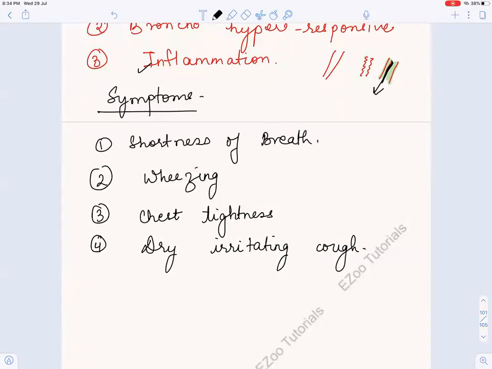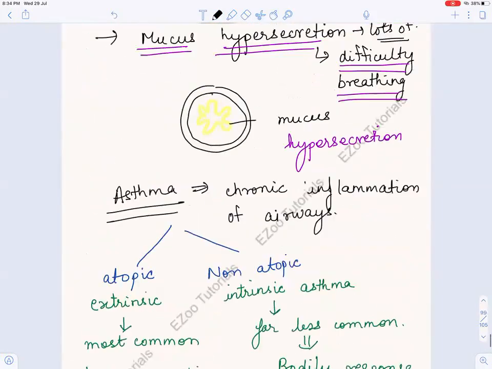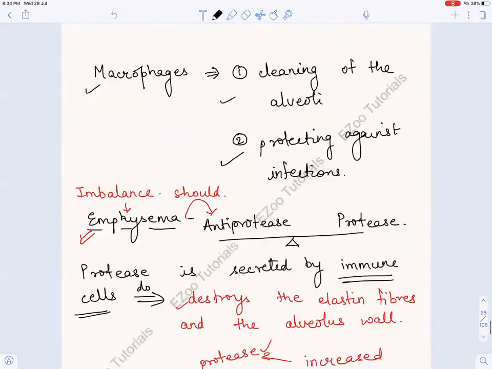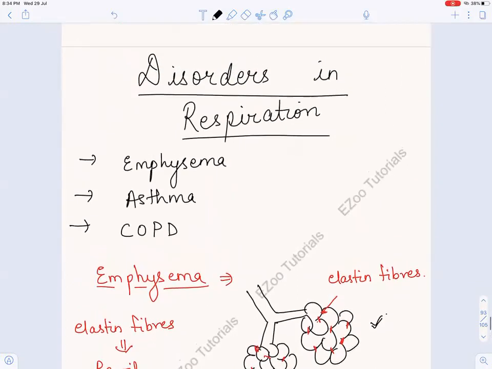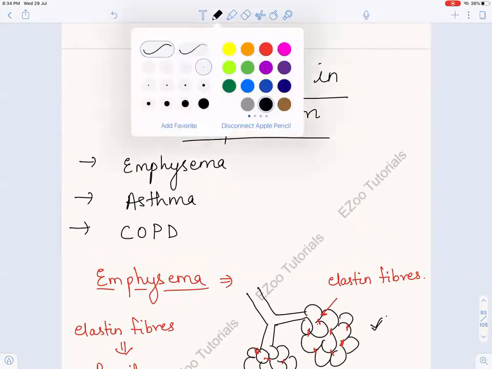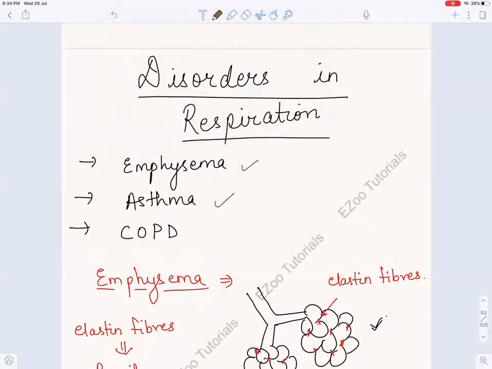Okay, and let us see what we have done today, and this completes our chapter of respiration. We started with disorders in respiration. I told you that we're doing 3 disorders: emphysema, asthma, and COPD. We did emphysema.